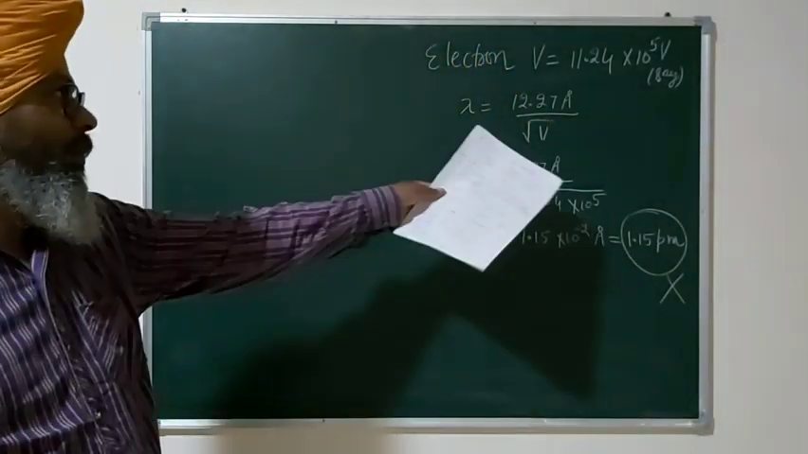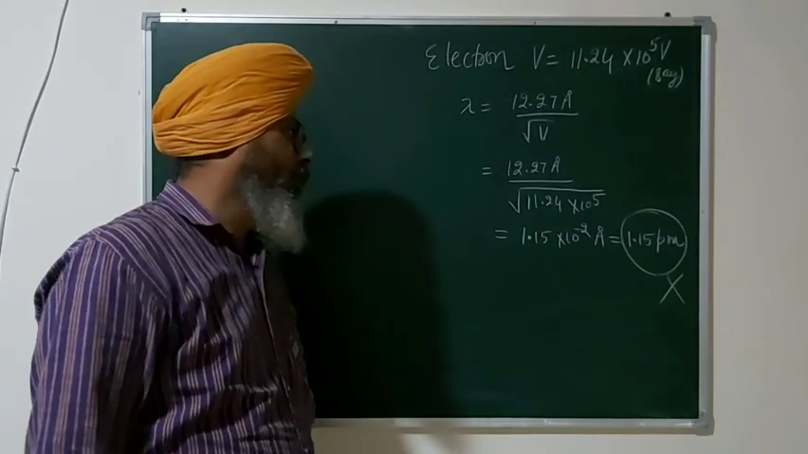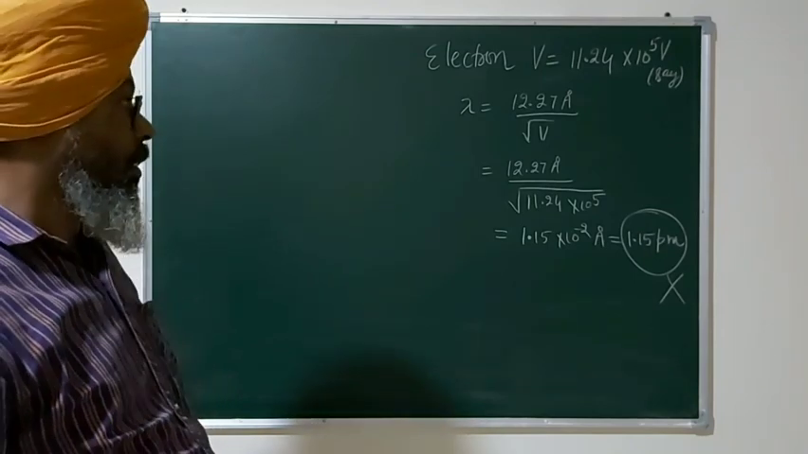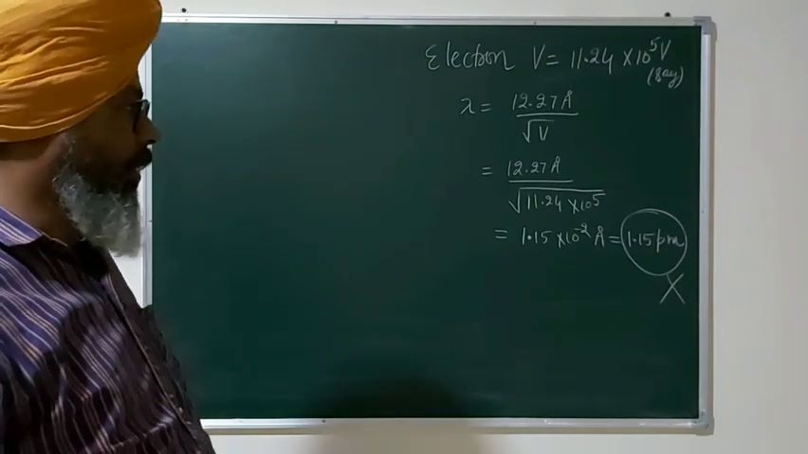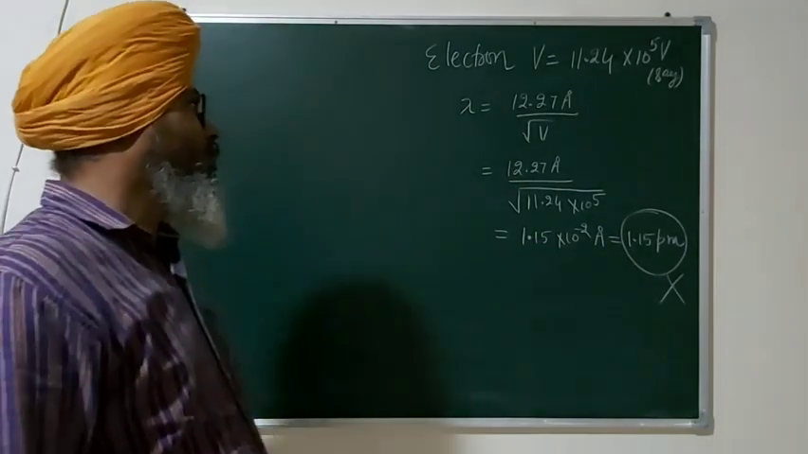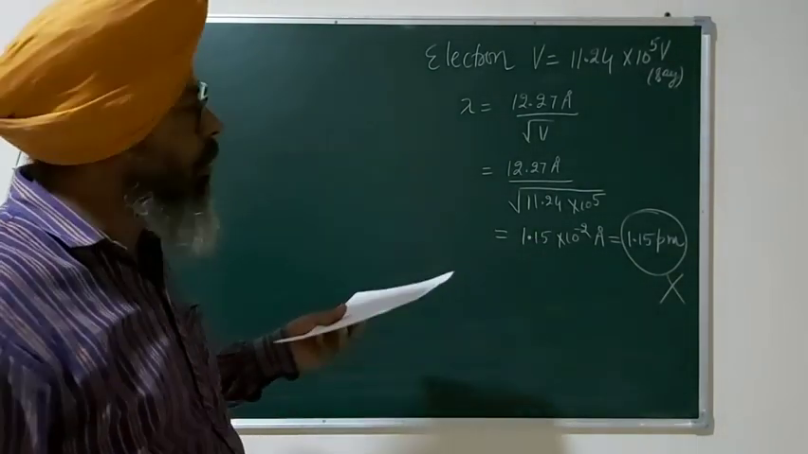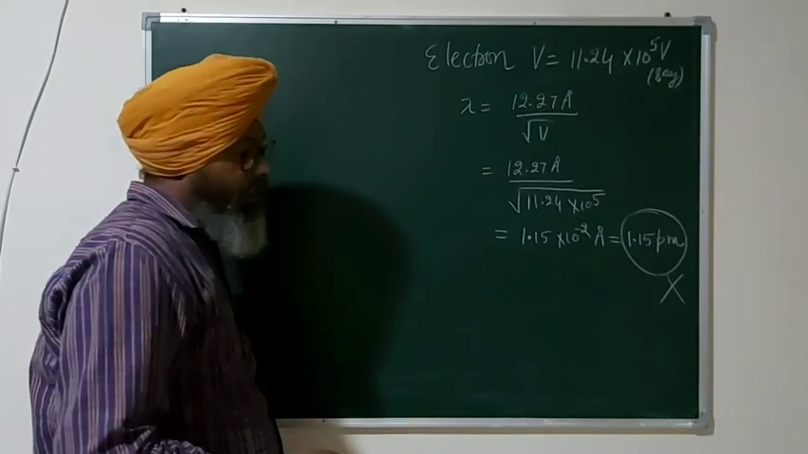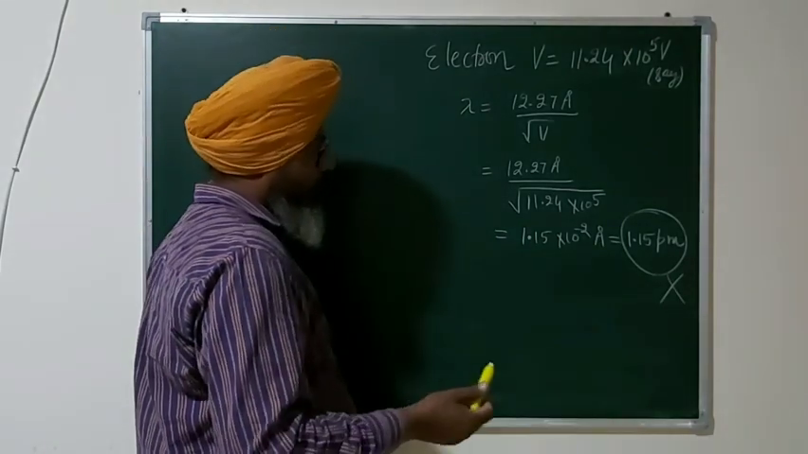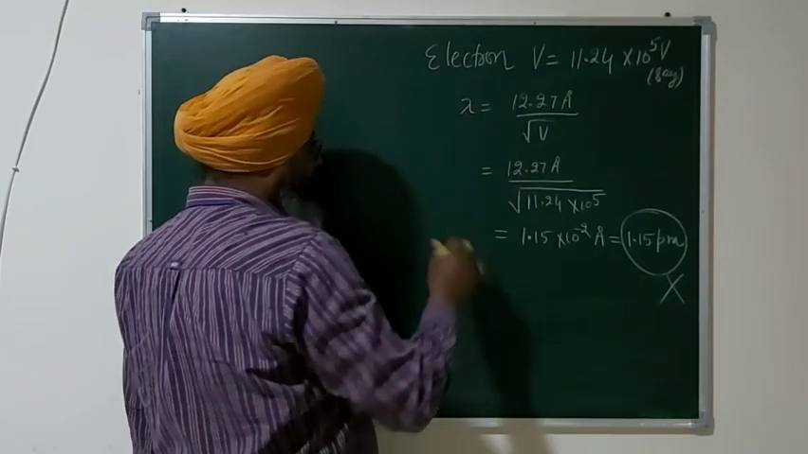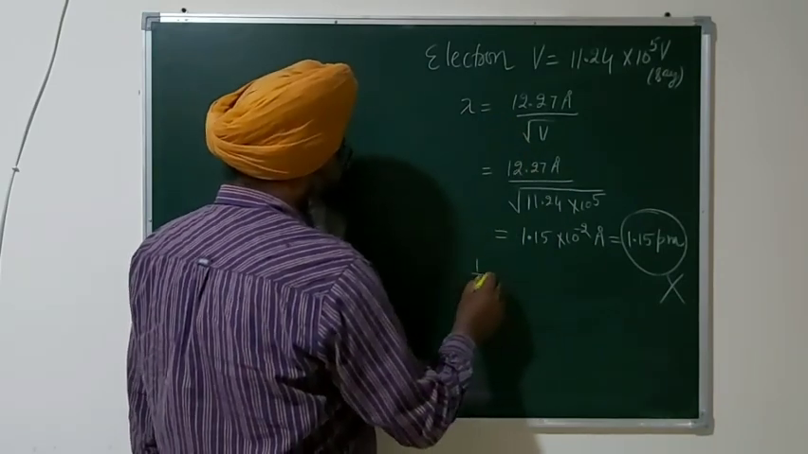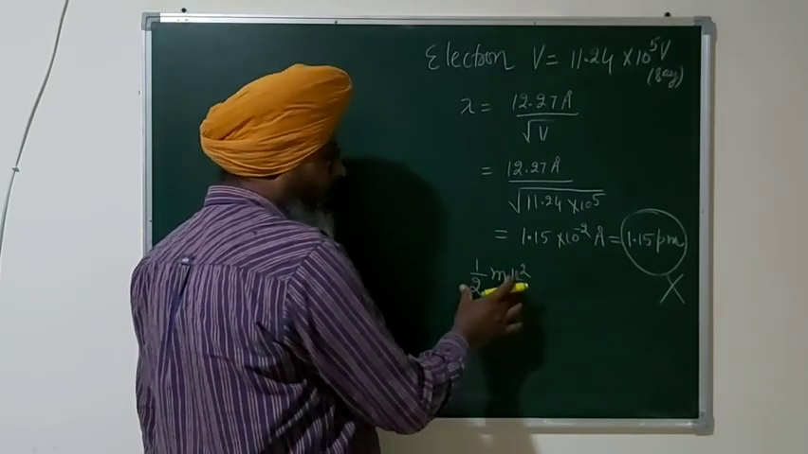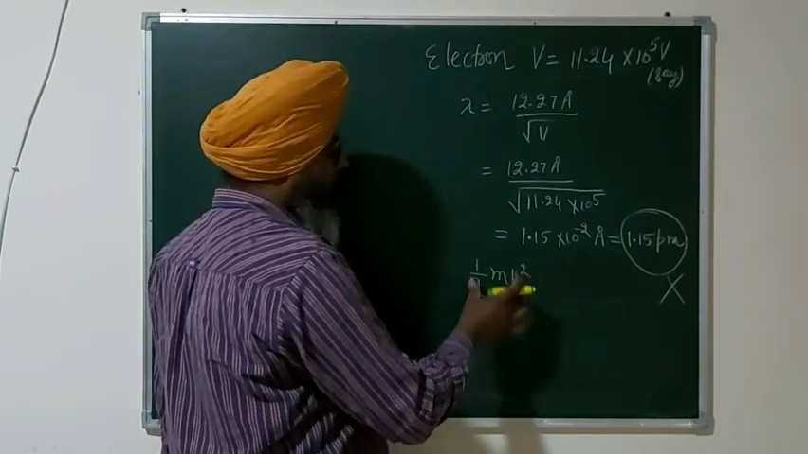Why? Because this expression that we are using right now was obtained by assuming the non-relativistic case. If I want to verify whether this wavelength is correct or not, then we must know the conditions under which this expression was derived. And I have already done it in my previous lecture. You can refer to those lectures. While deriving this expression, we used this equation, half mv square. This actually is the problematic expression. It is the non-relativistic expression for kinetic energy.